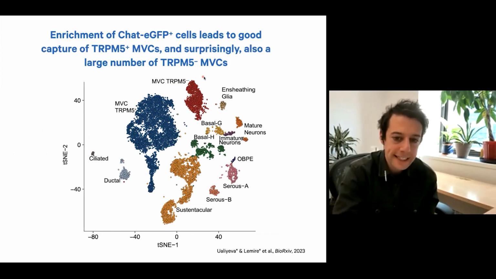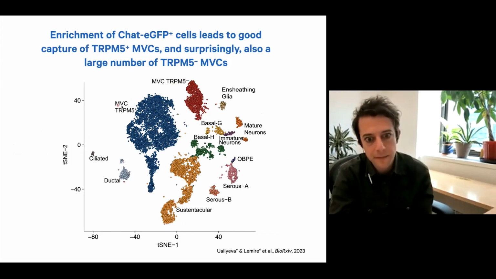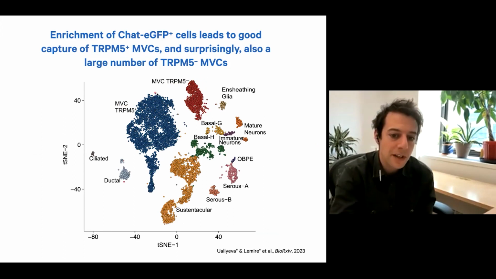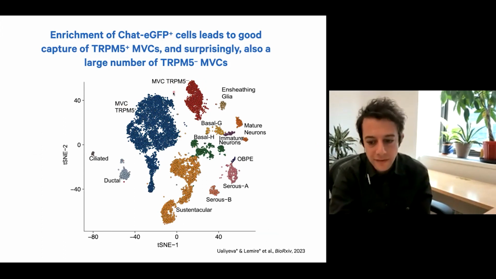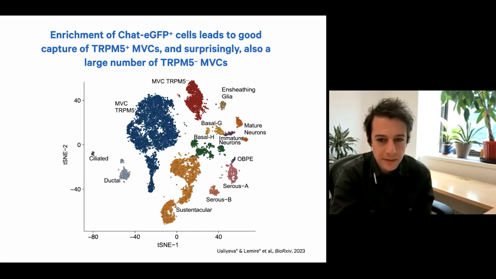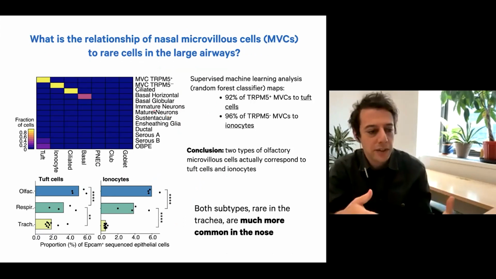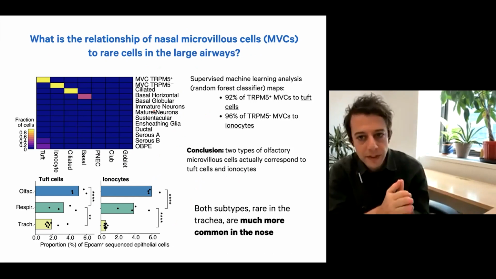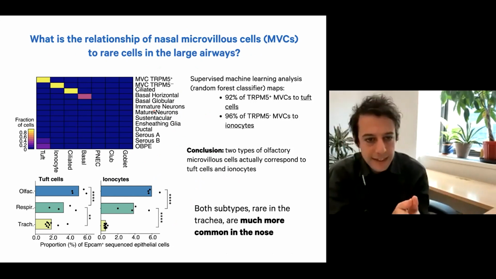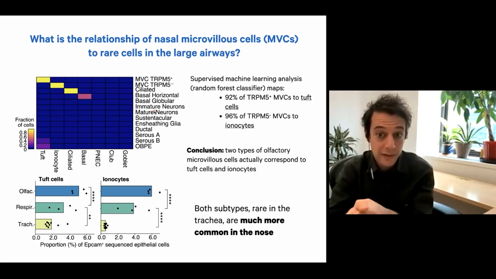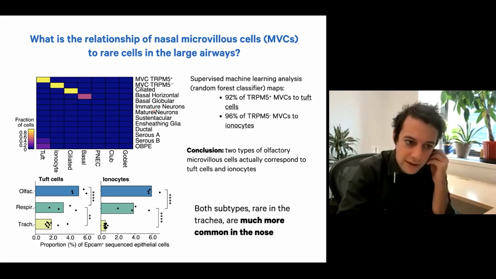So historically in the literature, MVCs, or microvillus cells, are known to have two types, TRPM5 positive and TRPM5 negative. But the difference between the subtypes is relatively uncharacterized in terms of their function. And so one of the things we wanted to do is ask, what's the relationship of these microvillus cell subsets to some of these rare cells that we've been identifying in the large airways, particularly in the trachea?